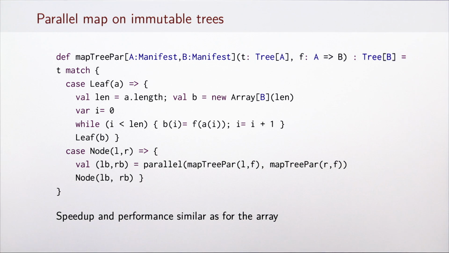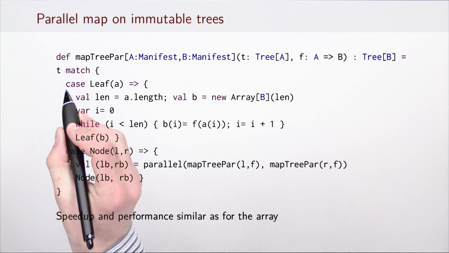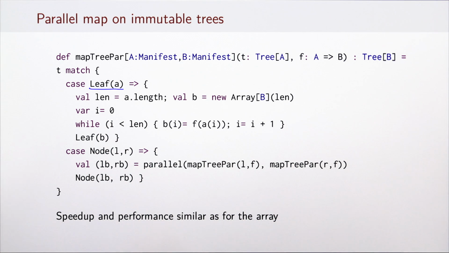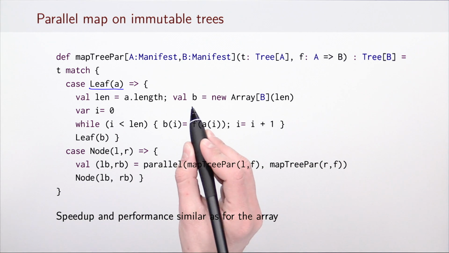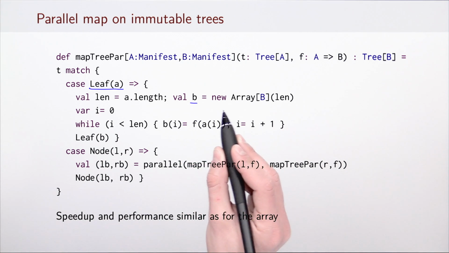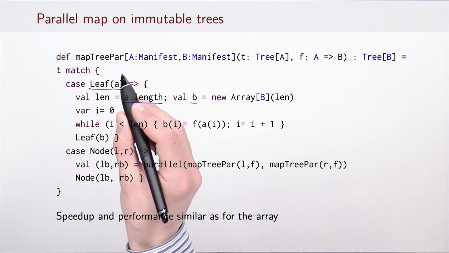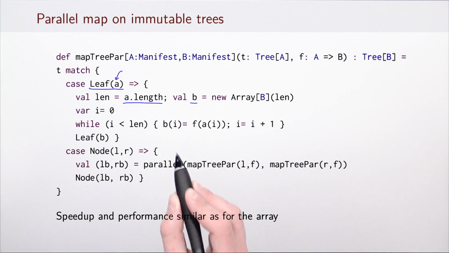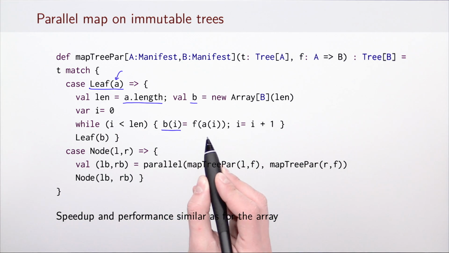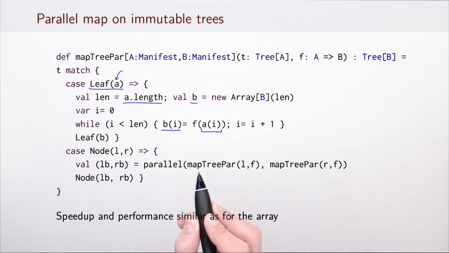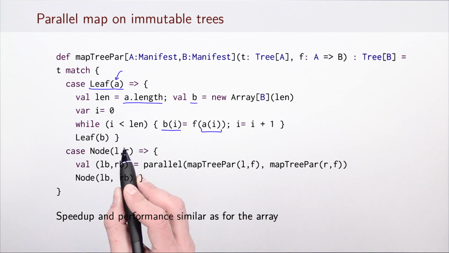Here then is the implementation of a parallel map. It is surprisingly simple. We do pattern matching on the shape of the tree. In case it is a leaf, we need to perform the map on the array. In this case, we allocate a new array B, whose size is the same as the size of the array A stored in the current leaf. We then fill in this newly allocated array with the appropriately mapped elements of the original array. We do that using one sequential loop.